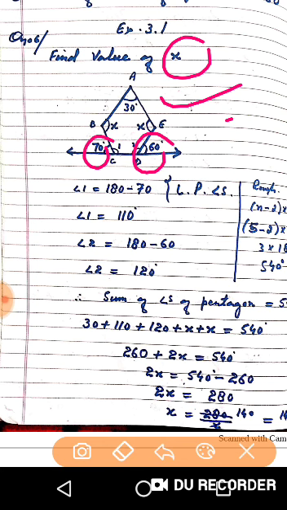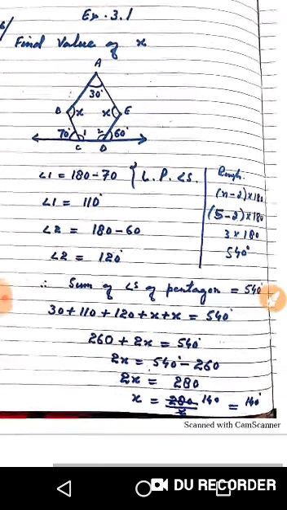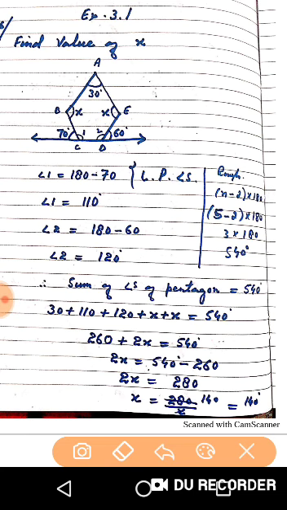So first what will we do? We will do it this way. By the linear pair method, we will find the internal angle 1. Angle 1 plus 70 is equal to 180 by linear pair. So angle 1 will be 180 minus 70, so it will be 110. Similarly, 60 and angle 2 form a linear pair. So angle 2 will be 180 minus 60, that is 120. Now we have got angle 1 as 110 and angle 2 as 120.